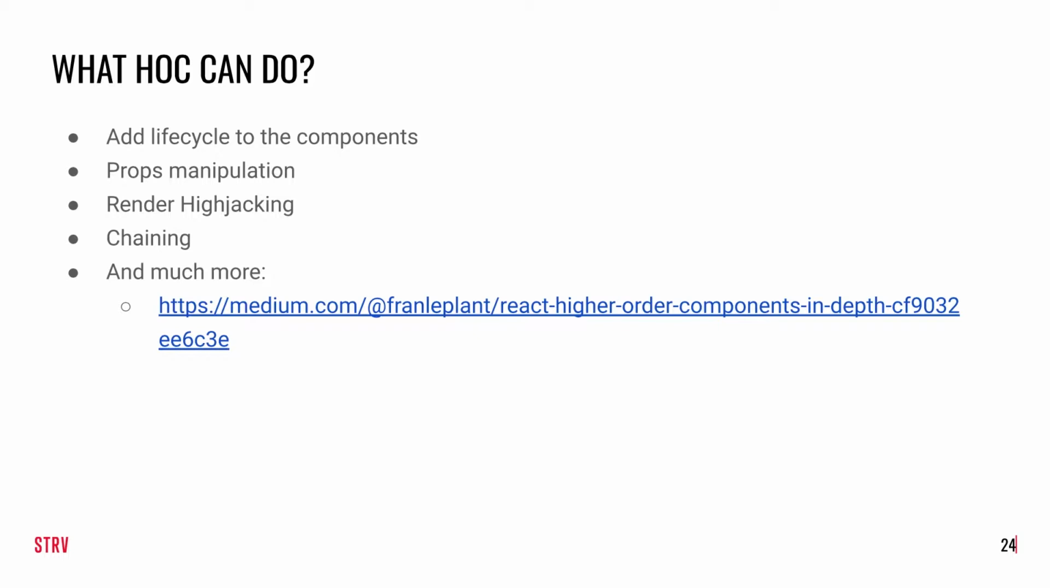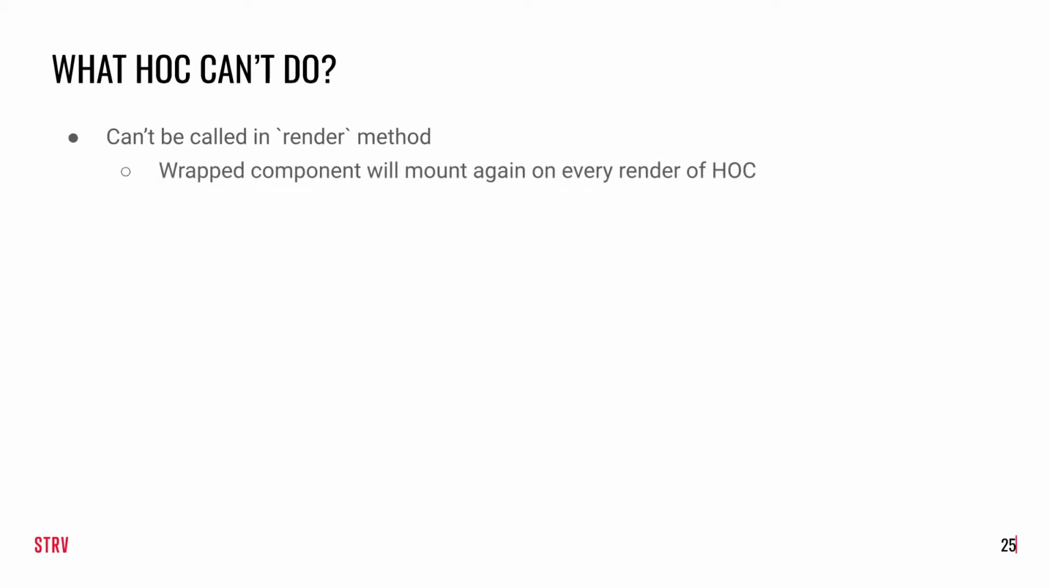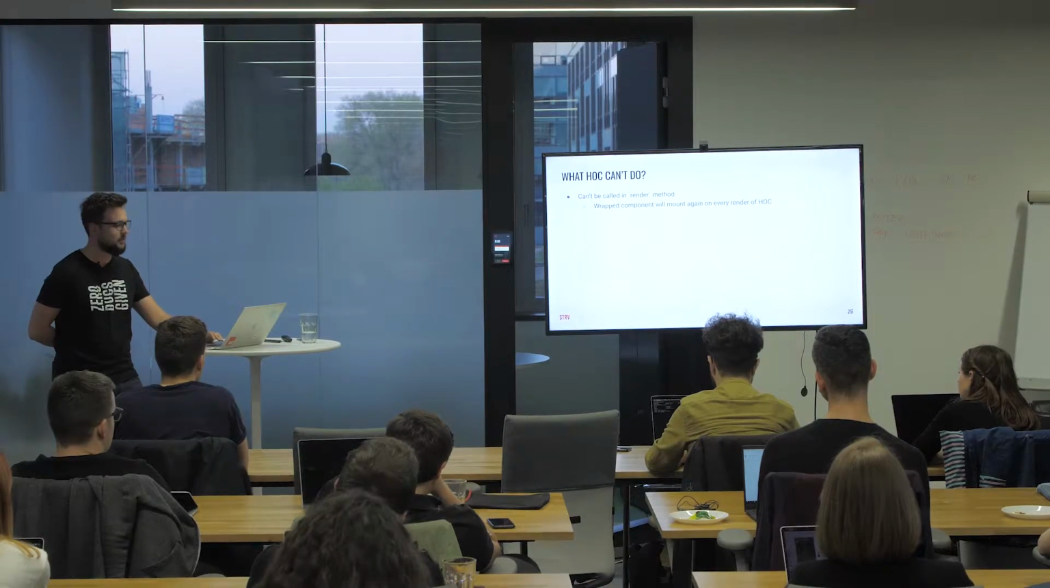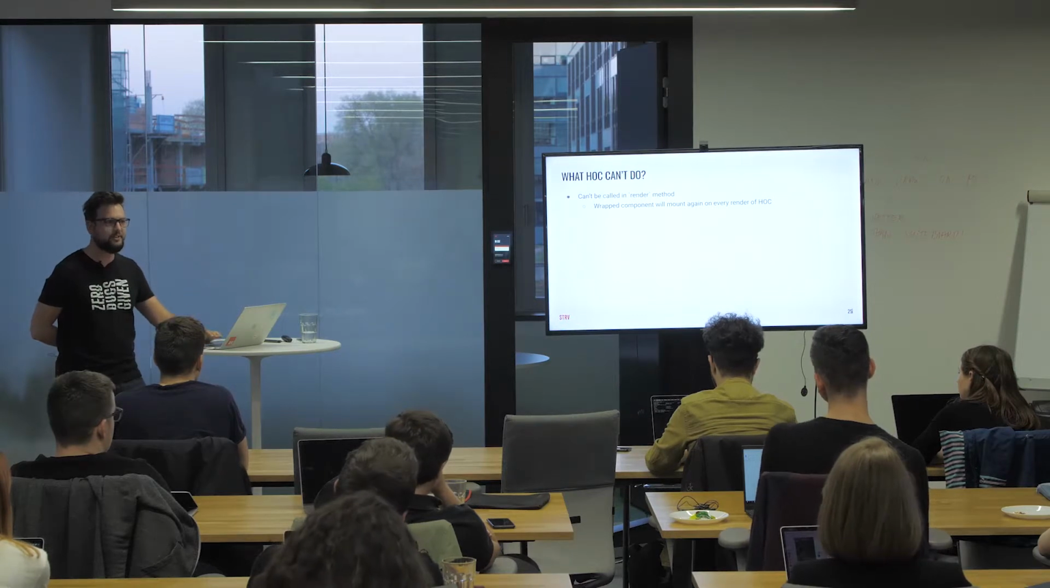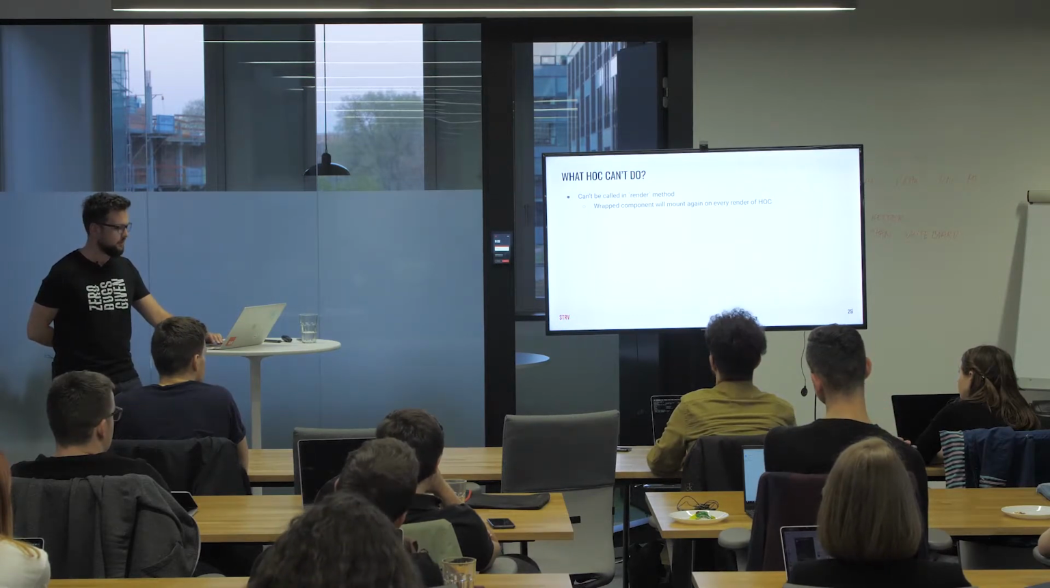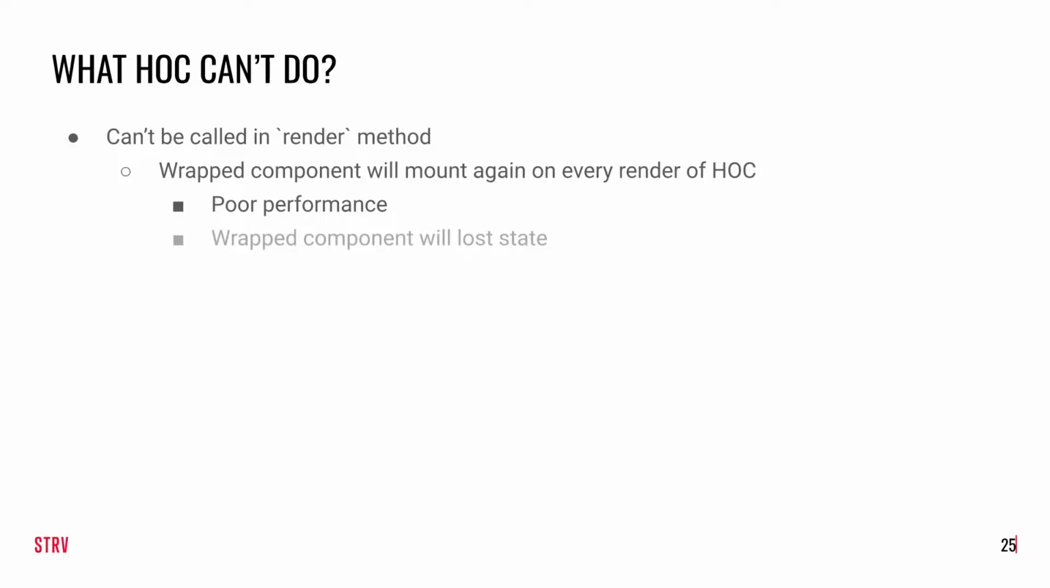So what can you do with HOC else? Then there is a lot of other things. Here is a link for the Medium post where it's really well described what HOC can do. It cannot be called in the render method, because it would cause your HOC, or the component wrapped in HOC, to be mounted again and again on every render. So it will be really unperformant, and you will lose state.